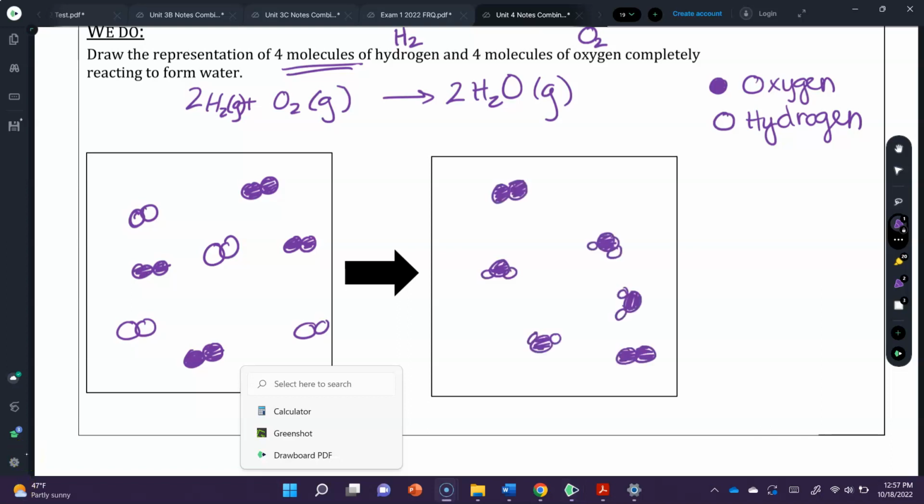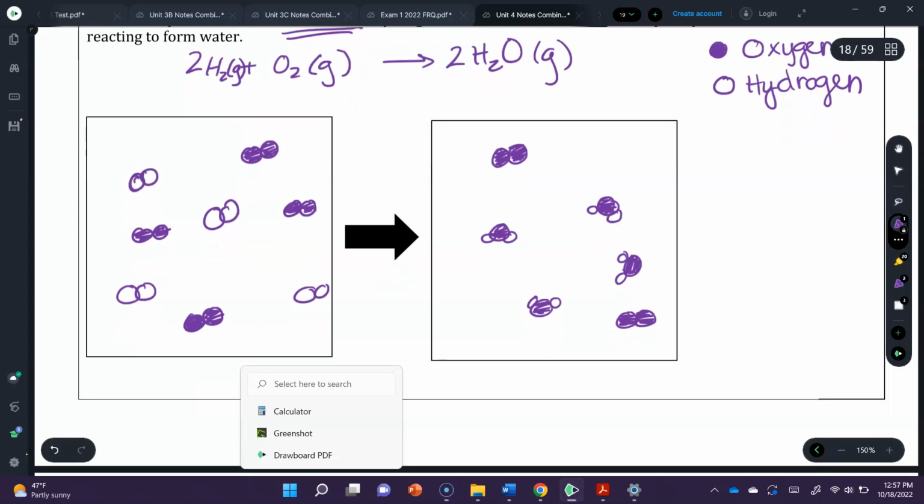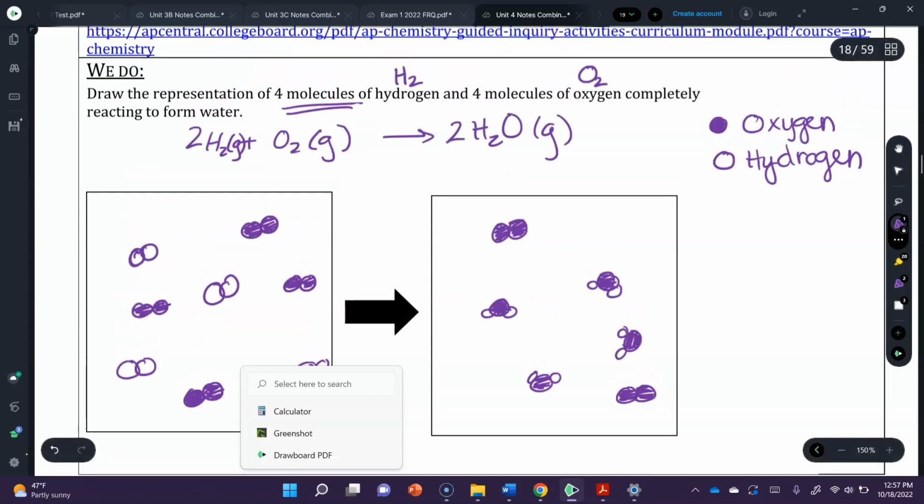That you make 4 molecules of water. So the ratio should be for every 2 hydrogen molecules, I make 2 water molecules. So for every 4 molecules of hydrogen, we make 4 molecules of water. But that also means that we have 4 atoms or 2 molecules of O2 left over that are unused.